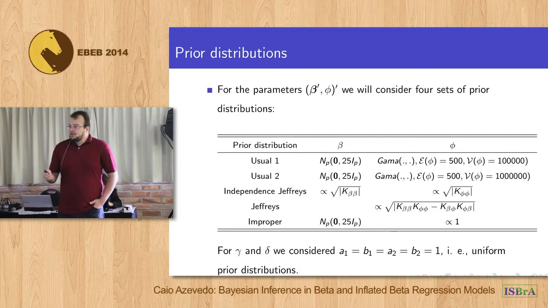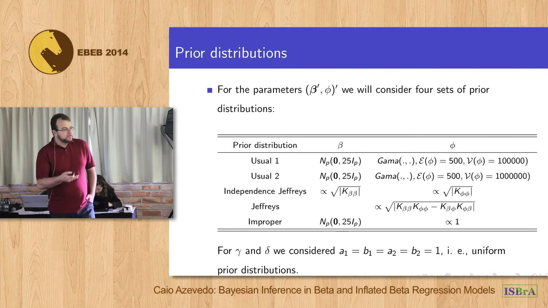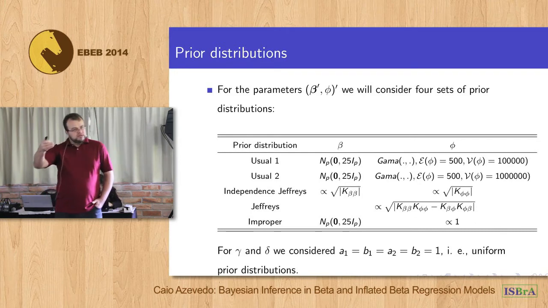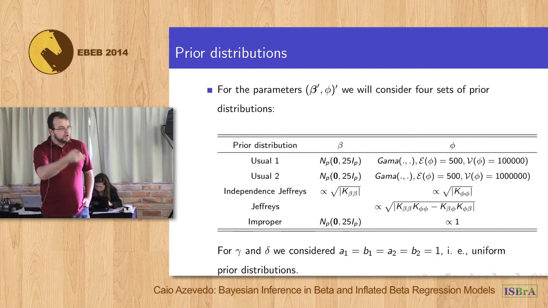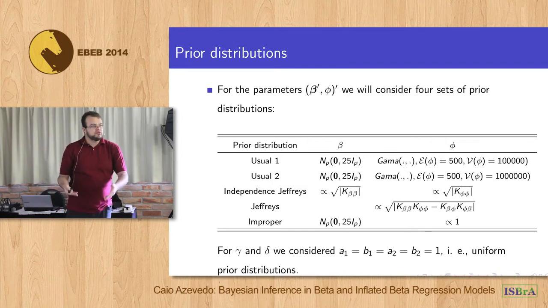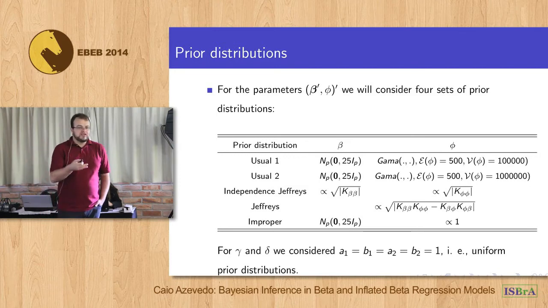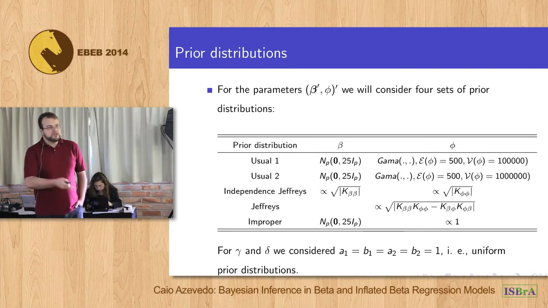Okay, and for example, notice that we consider this prior structure for gamma and delta. For example, the maximum a posteriori estimator is numerically equal to the maximum likelihood estimator. So what I'm going to show you are the results from the expectation a posteriori estimator.